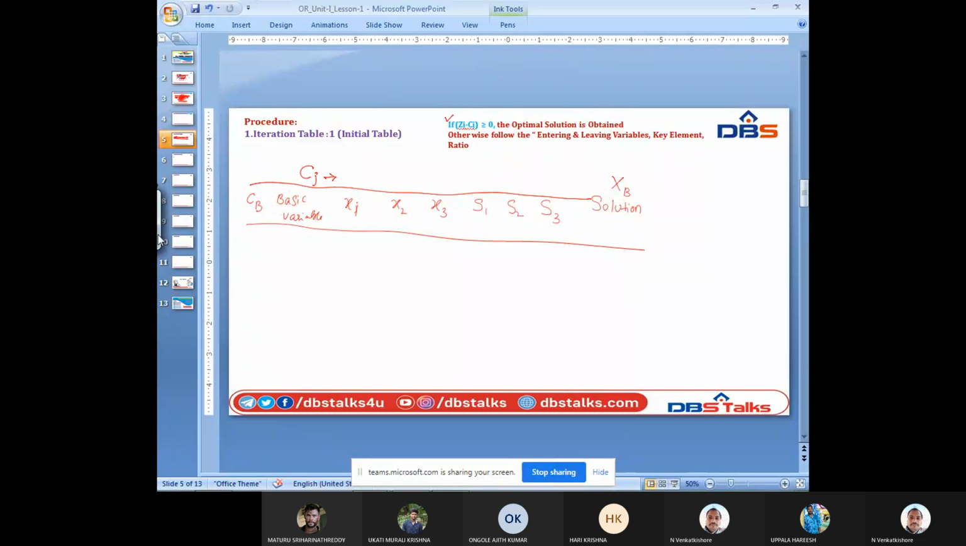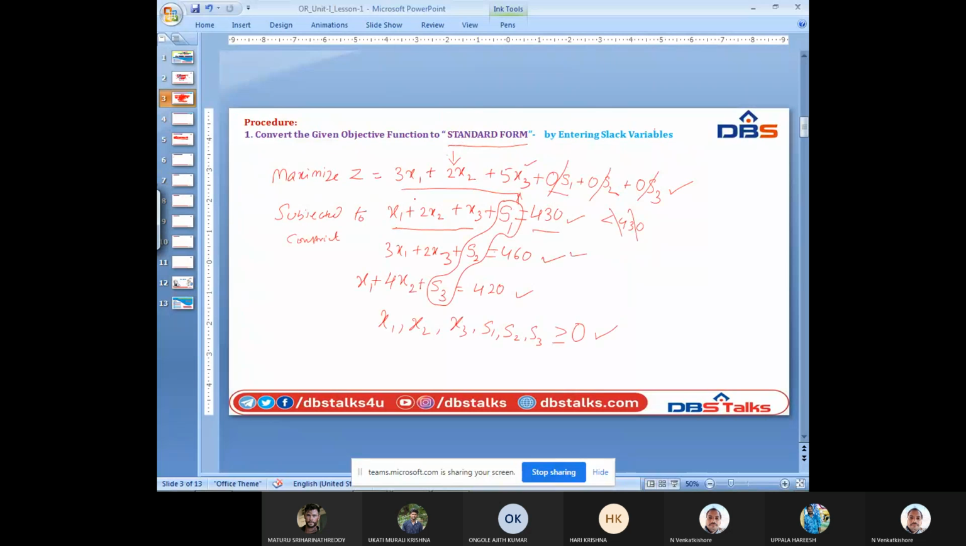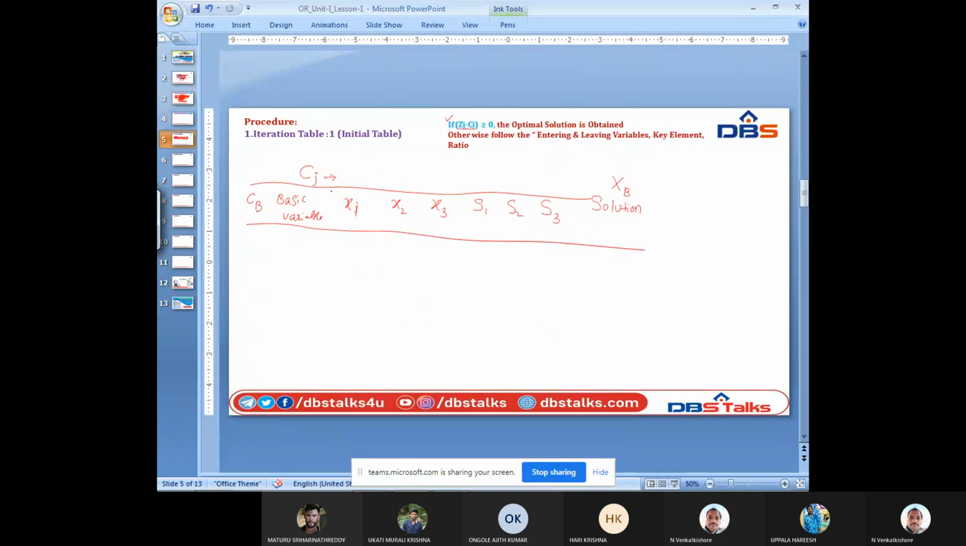What is the standardized form? We are getting here x1, x2, x3, s1, s2, s3. So this is based on the standardized form. We have to note the variables. Here the variables are x1, x2, x3, s1, s2, s3. Like that we have to frame the variables. So here the basic variables are x1, x2, x3, s1, s2, s3. The C means coefficients, so the coefficients of these.